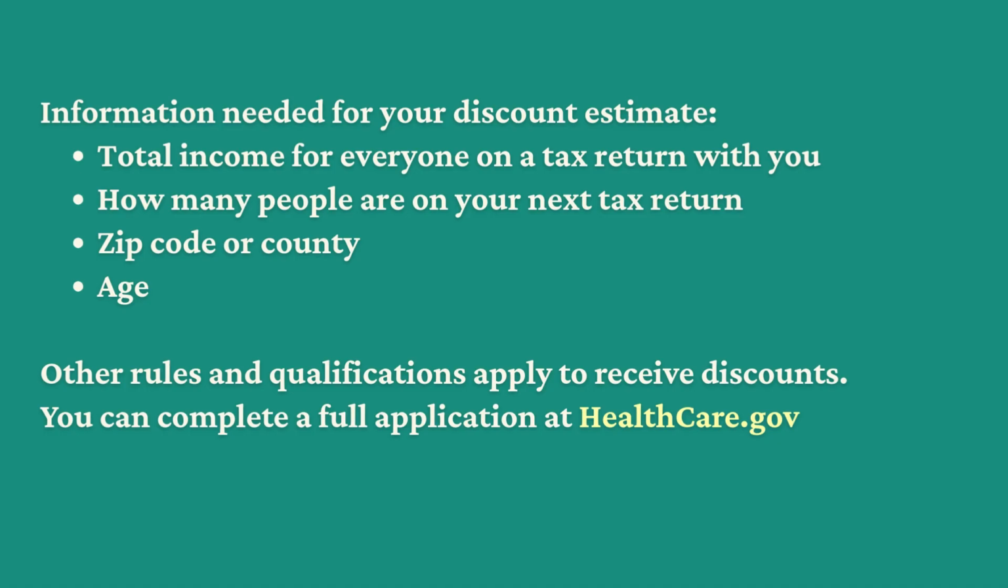To calculate your discount, here's the info that's needed: total income for everyone on a tax return with you, how many people are on your next tax return, zip code or county, and age. Other rules and qualifications apply to receive discounts. After you see your discount estimate, you can complete a full application at healthcare.gov. Now, let's go through the screens that will get you your discount estimate. Reminder, you will not have to share your name or contact information to get your estimate.